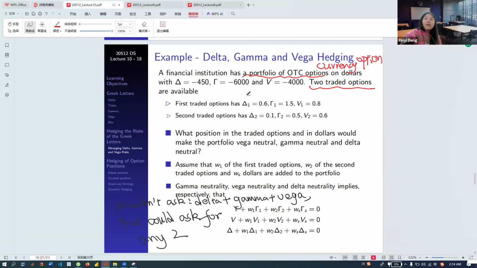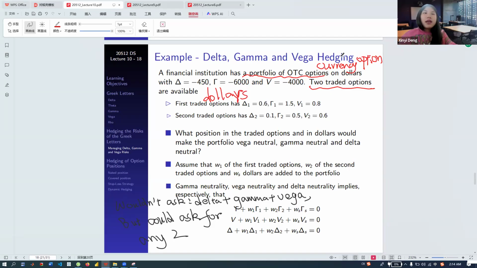Now, since we are trying to achieve 3 neutrality, meaning that we have 3 equations, therefore we need 3 instruments, right? Here we have 2 traded options. And also, of course, since it's a currency option, we can utilize the spot, which is the currency, which are the dollars. So those are the 3 instruments we are going to use to create the 3 equations. So I will leave this to you guys.